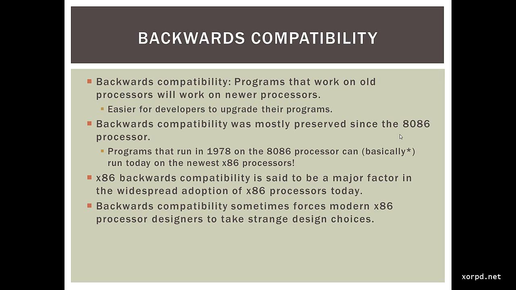As a drawback, backwards compatibility sometimes forces modern x86 processor designers to take strange design choices. That means that when you use the x86 processors, even as a programmer, you can see a lot of history in it. You can see lots of strange things that usually have some kind of historical explanation. And sometimes it is hard to predict, when you look at something strange, why it works the way it works. I hope that we will have even more time in the future to discuss those kinds of things. You're going to see some interesting things in the x86 processors.